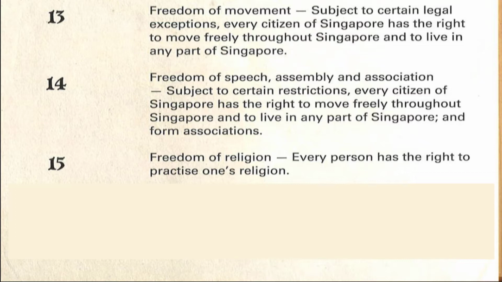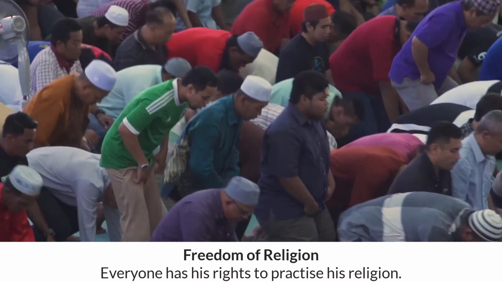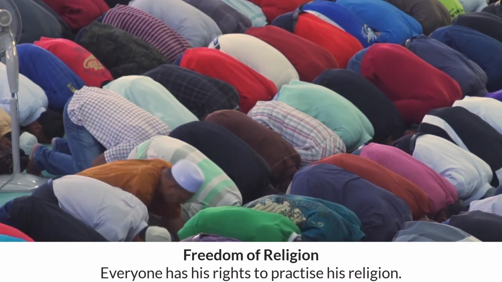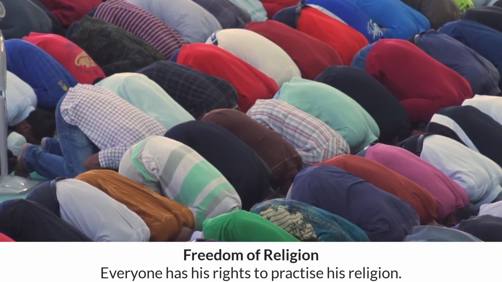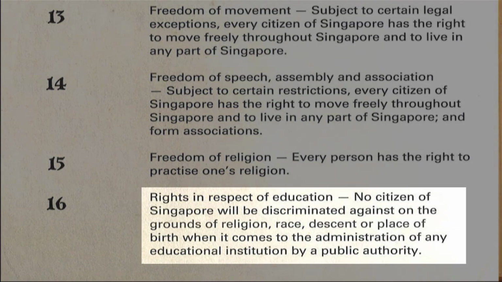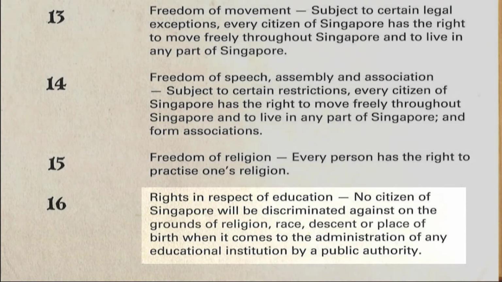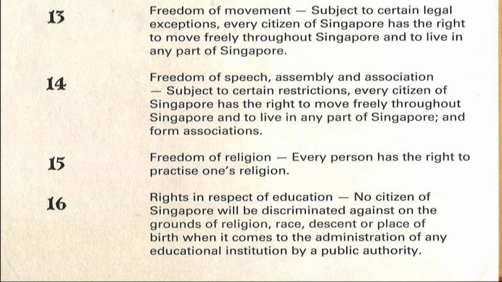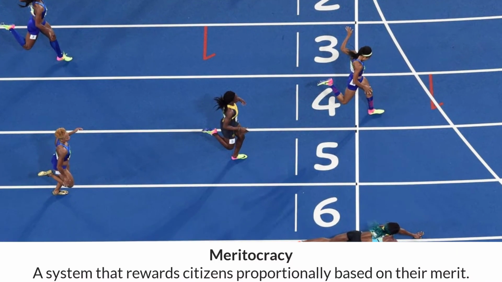Number 15, you have the freedom to practice any religion. That means that no one should stop you from practicing your religion. Number 16, you have the right in respect of your education. No citizen should be discriminated against based on their religion, race, descent, or place of birth. That means that if you come from another country, you should not be discriminated against when it comes to administration of education institutions. So in Singapore, we practice the idea of meritocracy, where you are rewarded based on your merits.